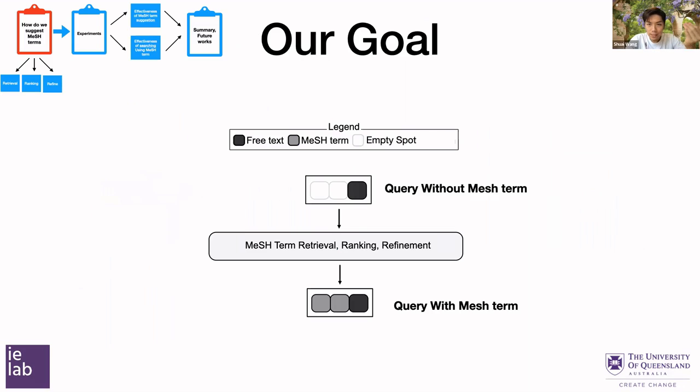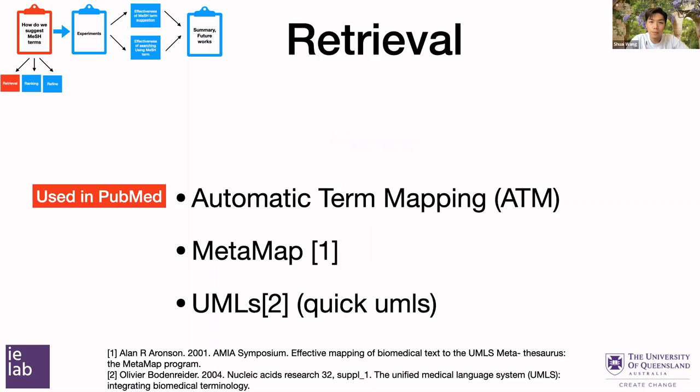For suggesting MeSH terms, we first have a query without MeSH terms. Then through different suggestion methods, we would like to get a query with MeSH terms. This suggestion consists of 3 steps: MeSH term retrieval, ranking, and refinement. So next, we're going to talk about these 3 steps one by one.